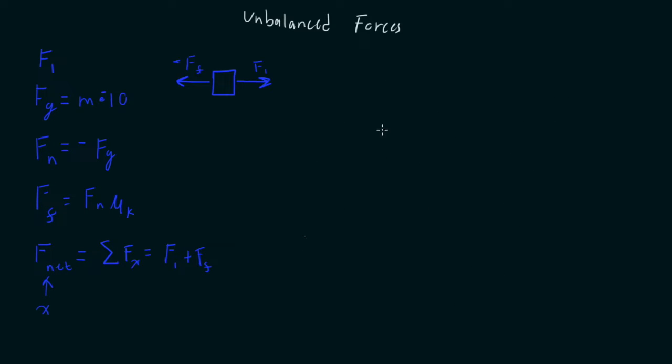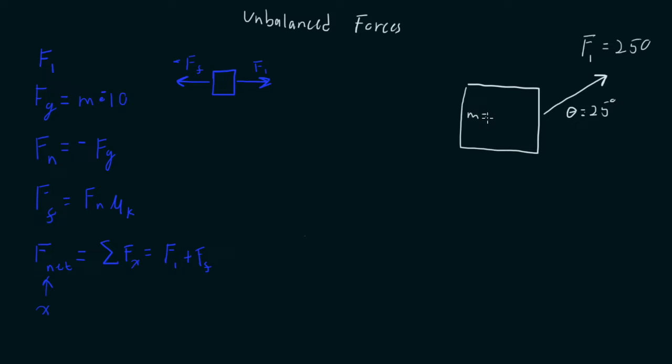Let's do another one that's a little more complex, because that was actually pretty straightforward. So let's try something that's pulled at an angle. So I'm going to apply a force right here, and I'm going to apply it at an angle of, let's say, 25 degrees. And so I'm going to use an applied force of, let's go with 250. And let's give this a mass of 17, and then a mu k of 0.5.